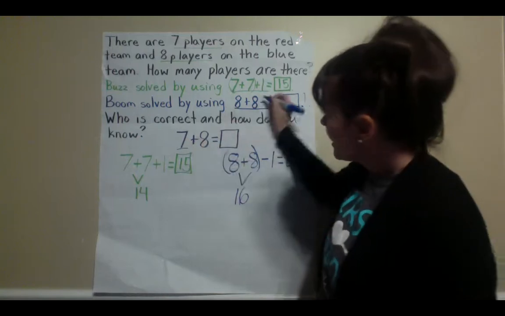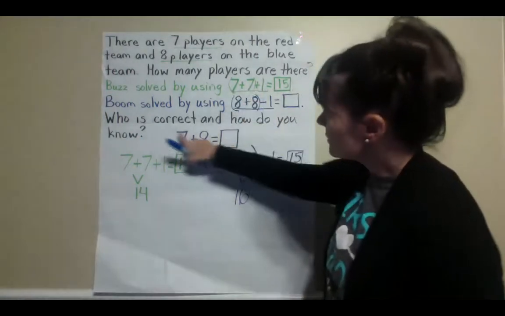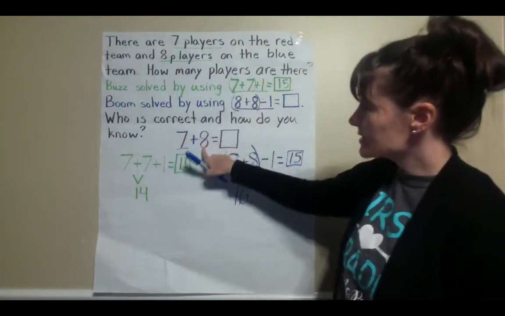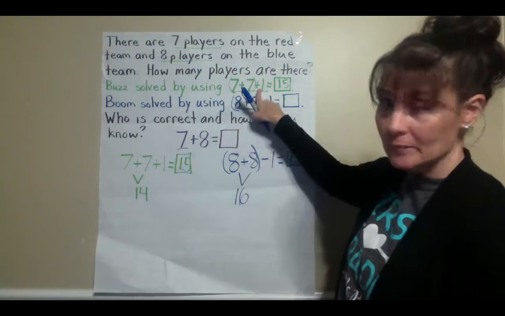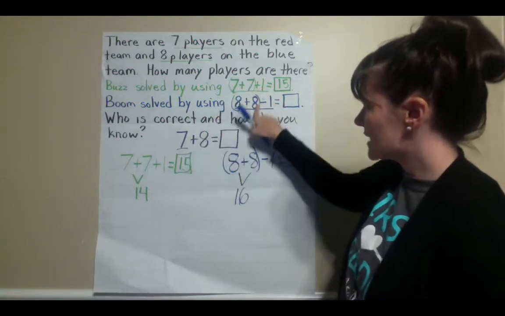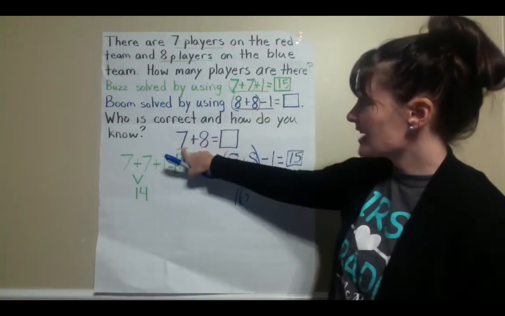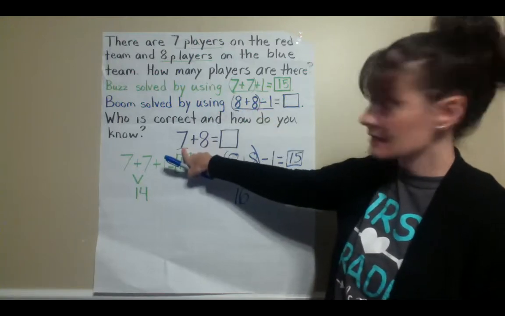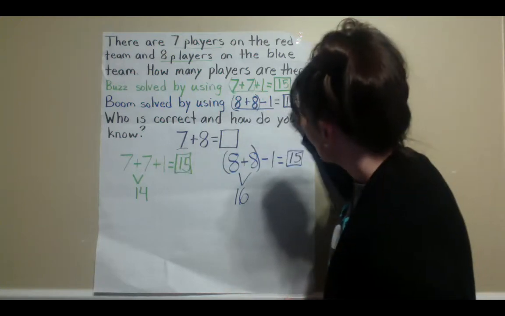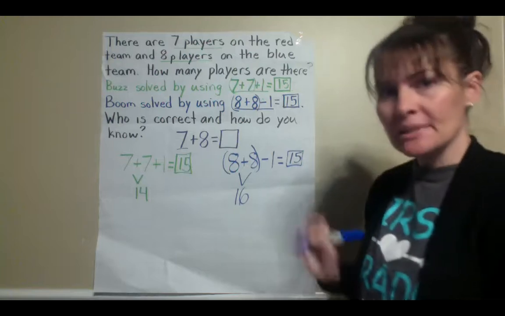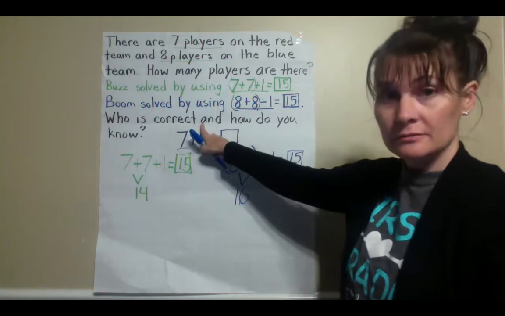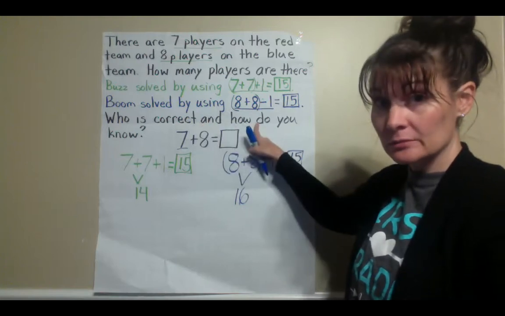So using our doubles, you can either double the first number, which was 7 plus 7, and since this is 1 more, you would add 1 more. Or you can double the second number, which is 8 plus 8, but that 7 is 1 less than 8, so I would need to minus 1, and that would give me 15. So, let's think about our question. Who is correct? And how do you know?